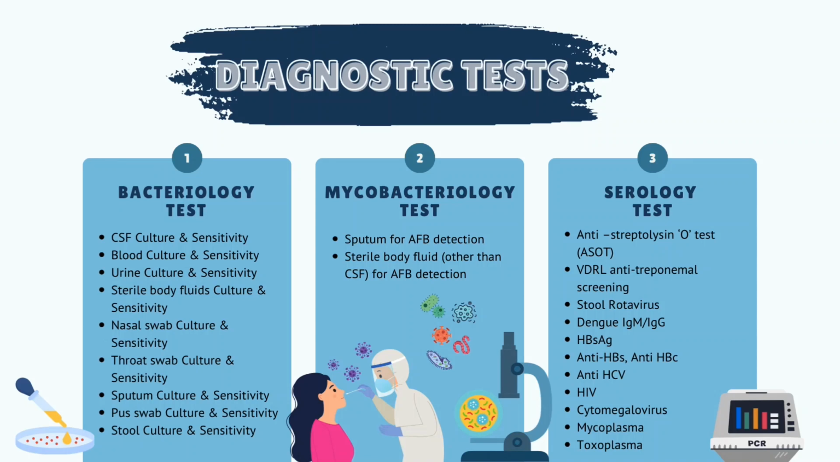It depends on the disease. The next one is the mycobacteriology test, which involves sputum for AFB detection and TB test, and also the serology test. Serology tests, of course, involve blood, which can be used to detect dengue, hepatitis, HIV, toxoplasma, mycoplasma, and so on.